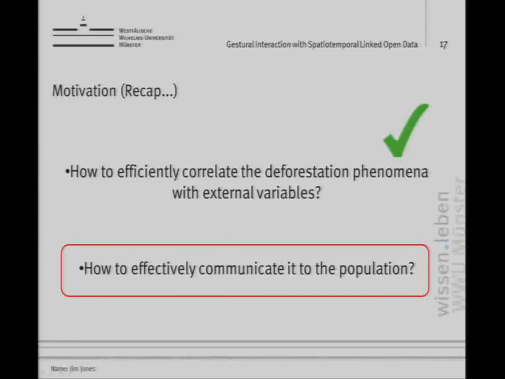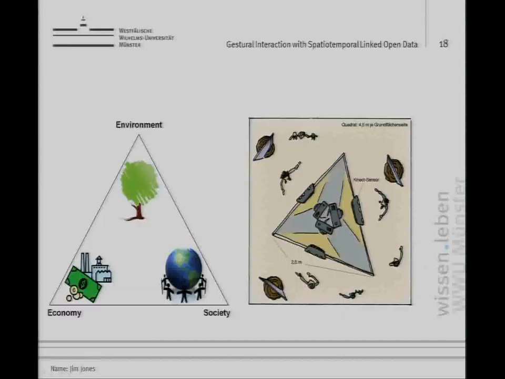That's mostly the core of my presentation. We thought about creating a very interactive way, using gestures for interacting with this information. Remember the triangle I introduced before? Exactly the same concept we tried to use in our application.